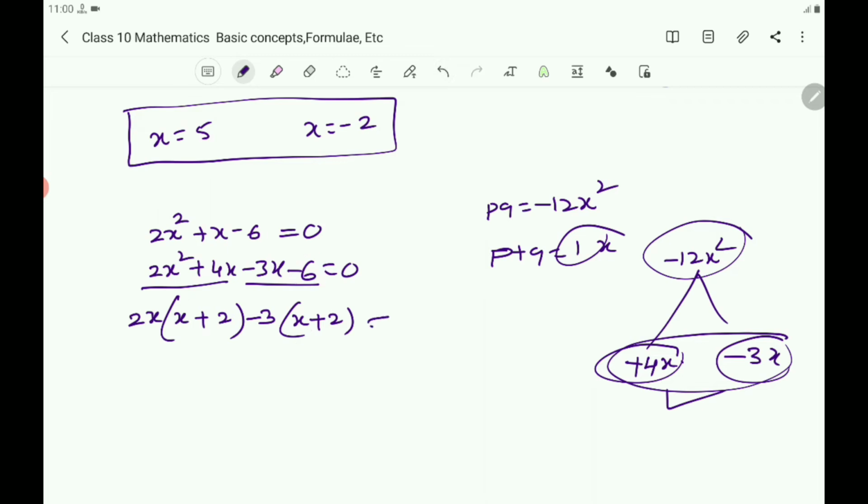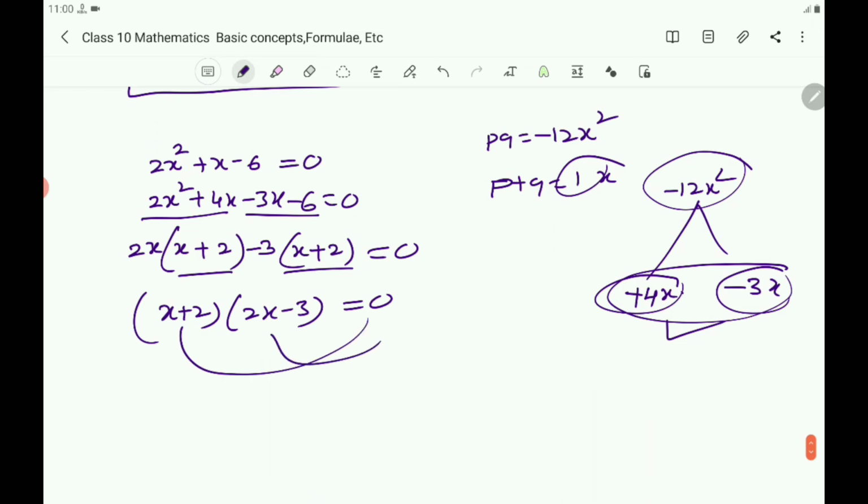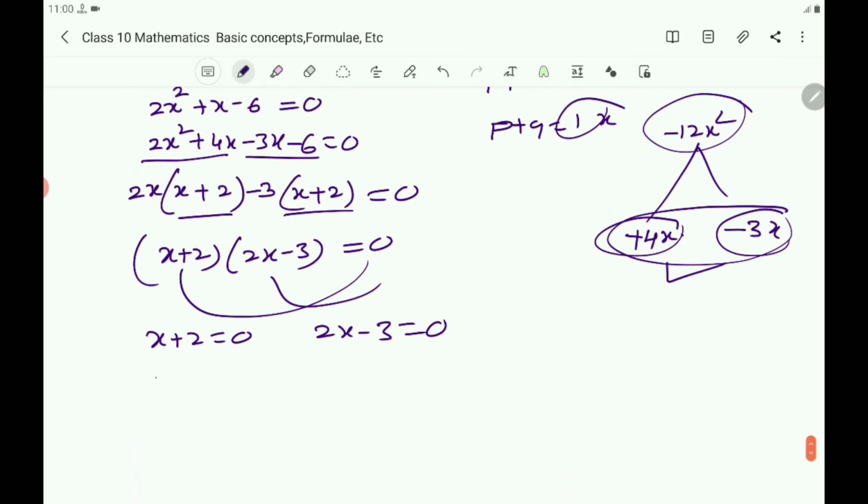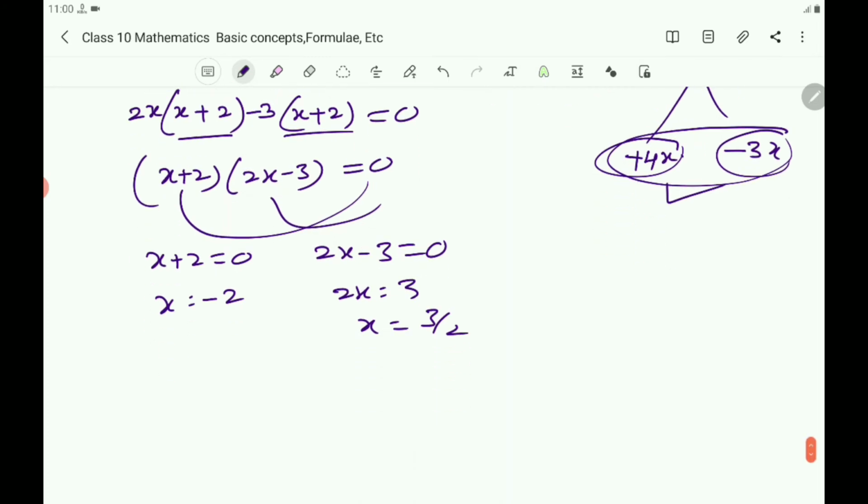That equals 0. Now x plus 2 is common, right? So x plus 2, and in the other bracket you will get 2x minus 3 equals 0. Now equate each factor to 0. So x plus 2 equals 0 and 2x minus 3 equals 0. Then x equals minus 2, and 2x equals 3, so x equals 3 by 2. So you got the two roots, minus 2 and 3 by 2. In the options the answer will be there. You must recognize the answer.